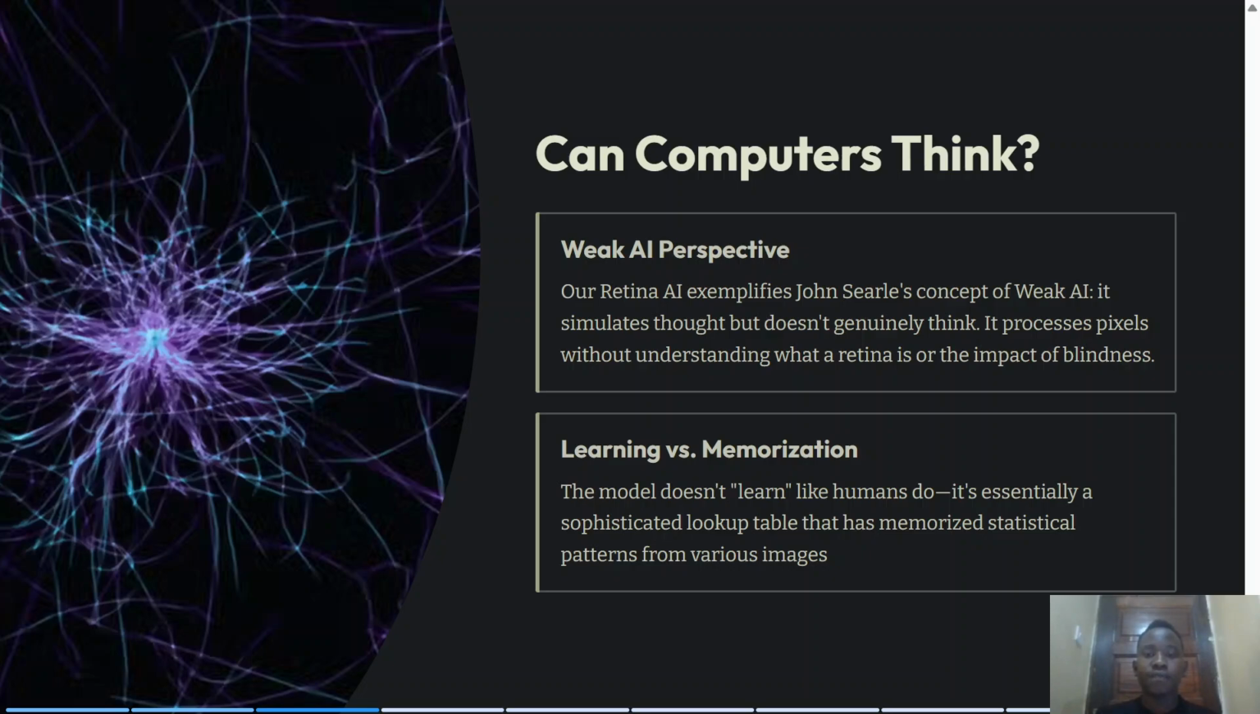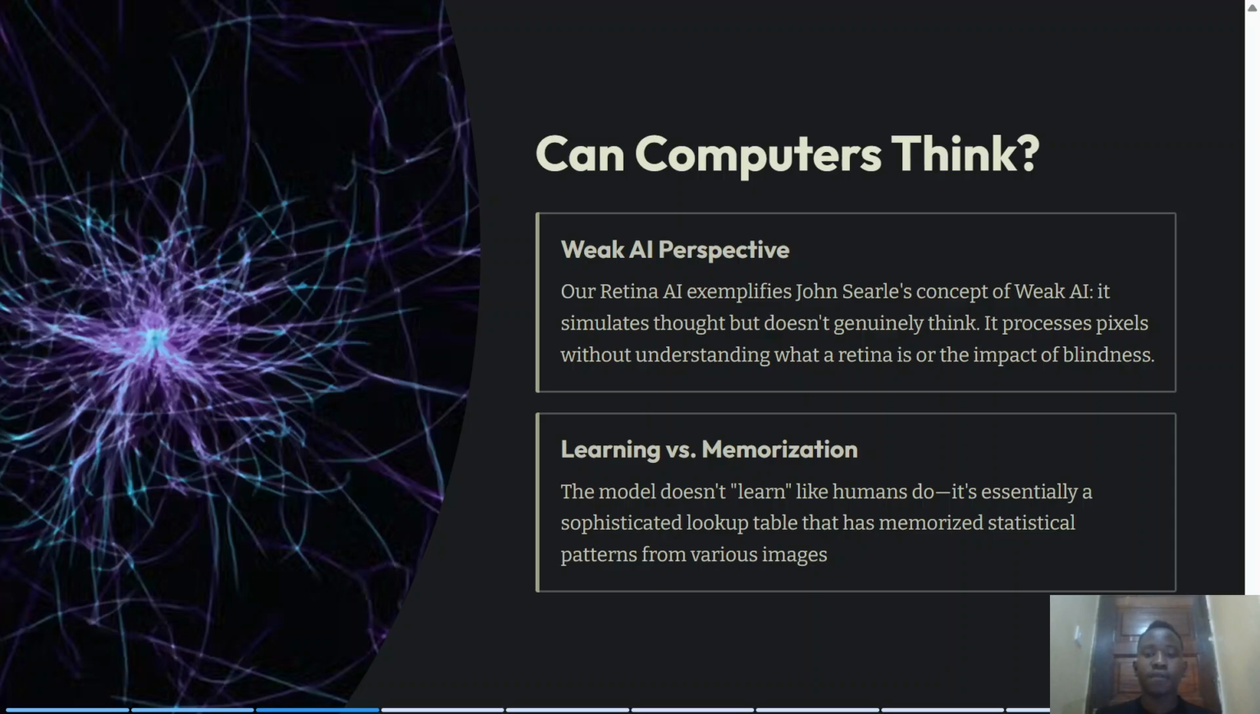This Retina AI falls under the weak AI perspective, where it exemplifies John Searle's concept of weak AI. It allows simulation, though it doesn't genuinely think. It processes pixels without understanding what a retina is or the impact of blindness. So it's learning and memorization.